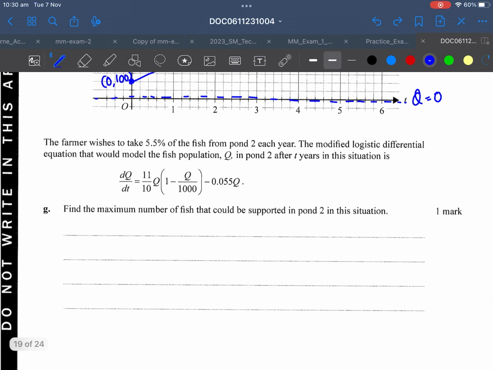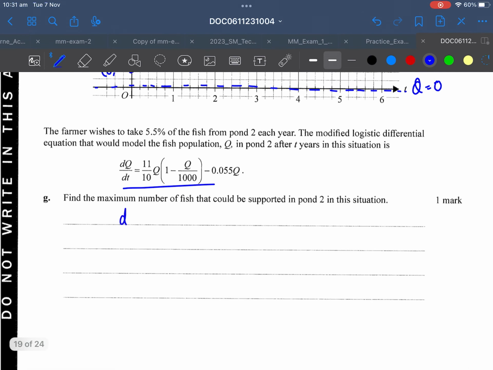So a farmer wishes to take 5.5% of fish from pond 2 each year. The modified logistic differential equation would be this, and q in pond after t years. Find the maximum number of fish that could be supported in pond 2 in this situation. We can just say that dq/dt equals 0 for this, and then solve for the value of q, and that will give us our answer.